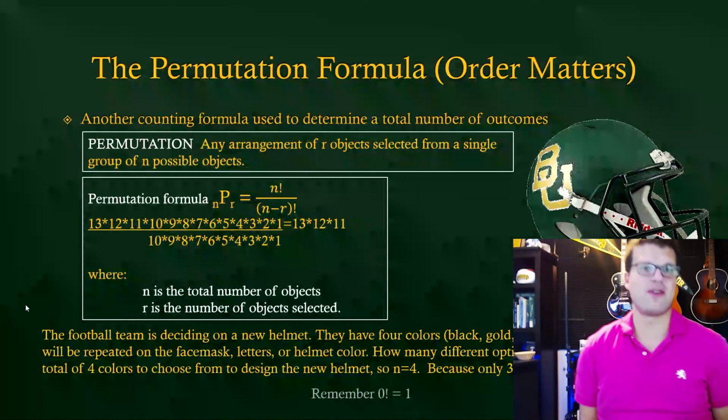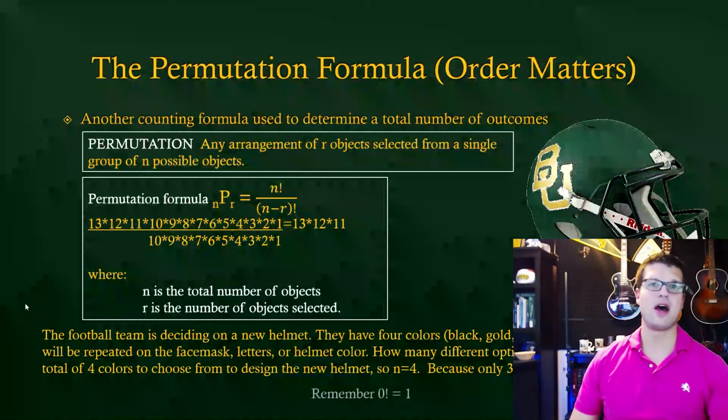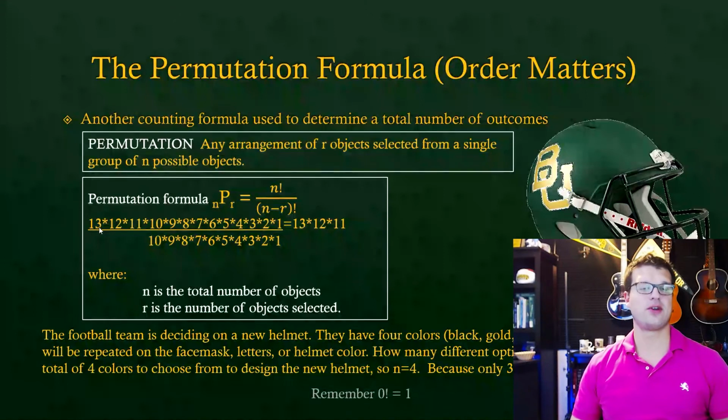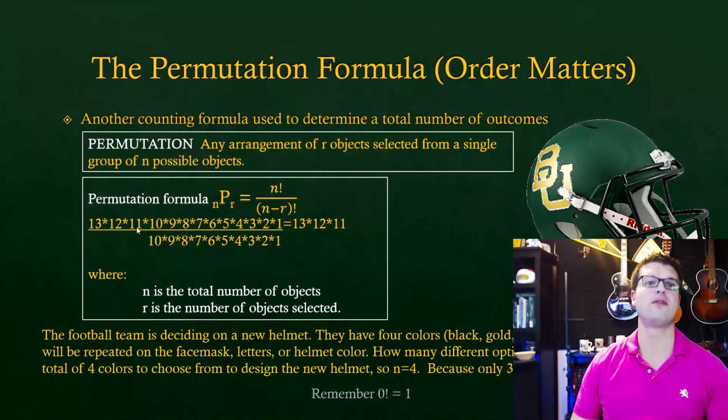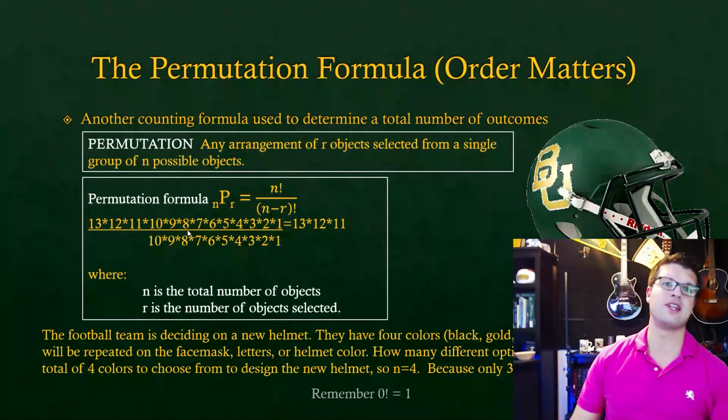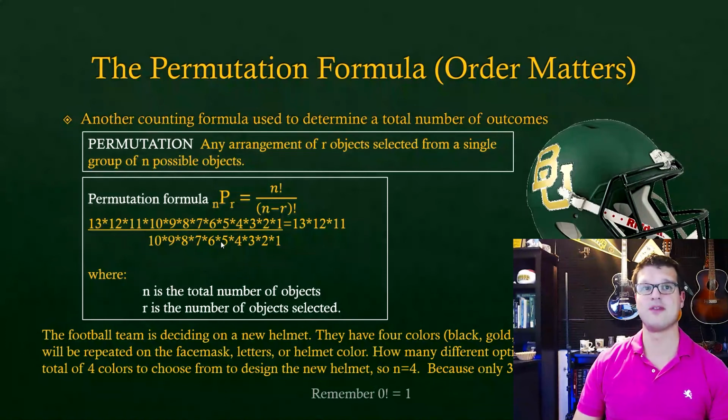Okay, so I just paused that for a second and wrote that out in case you're not super familiar with factorials. When I say 13 factorial, I mean 13 times 12 times 11 times 10 times 9 times 8 times 7 times 6 times 5 times 4 times 3 times 2 times 1, all the way down, right? And then 10 factorial, which is 10 times 9 times 8 times 7 times 6 times 5 times 4 times 3 times 2 times 1.